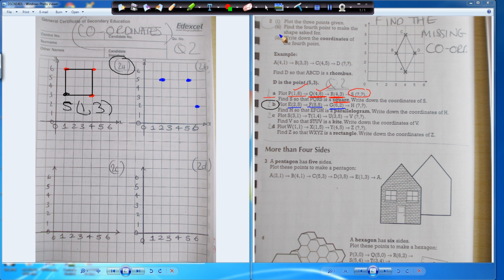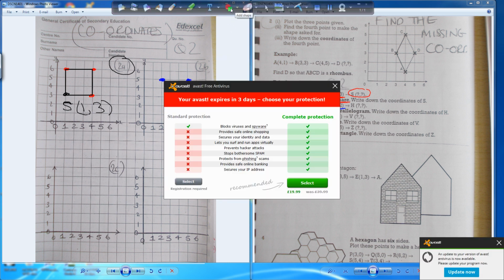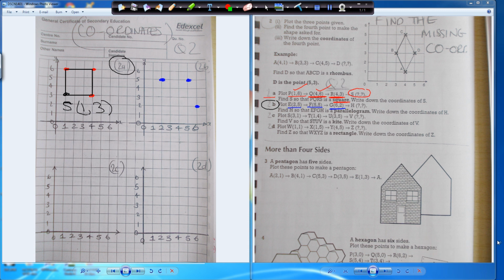Now, I want everybody just to wait there for one moment while I draw some lines. Just hang on one second. Okay, I'm going to join them up.